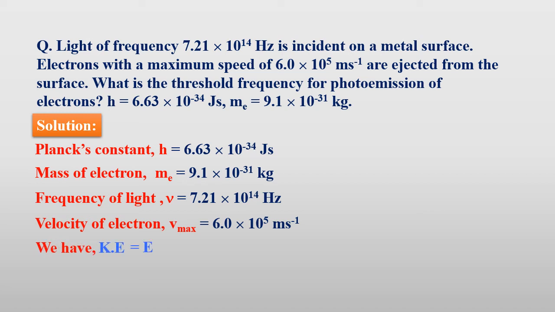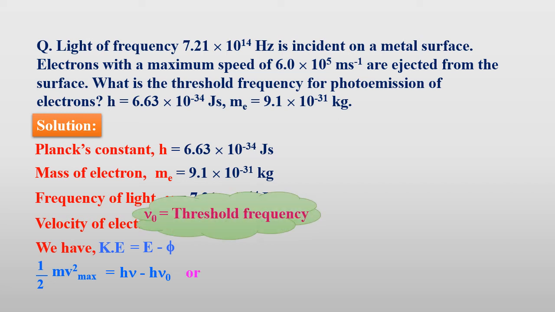So we know the kinetic energy is equal to E minus phi naught. Then kinetic energy is half m v square maximum, is equal to h nu minus h nu naught, where E is written as h nu, phi is written as h nu naught, where nu naught is the threshold frequency. Or we can write nu naught is equal to nu minus m v square divided by 2h.